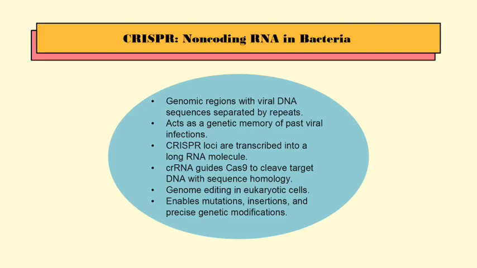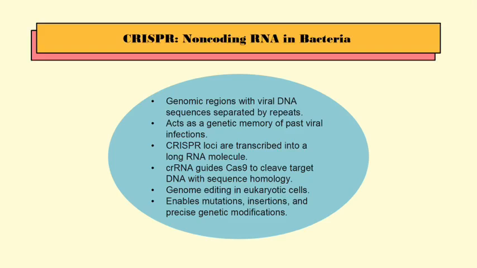The genomic region with viral DNA sequences separated by repeats acts as a genetic memory of past viral infection. CRISPR is transcribed into a long RNA molecule, and crRNA guides Cas9 to cleave a target DNA with sequence homology. In genome editing in eukaryotic cells, it also enables mutation, insertion, and precise genetic modification.